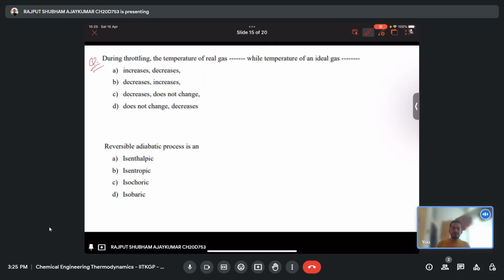So the first thing is, during throttling, the temperature of a real gas is dash while the temperature of an ideal gas is this. Now I say a throttling process is known as a constant enthalpy, that is isenthalpic process. Okay.